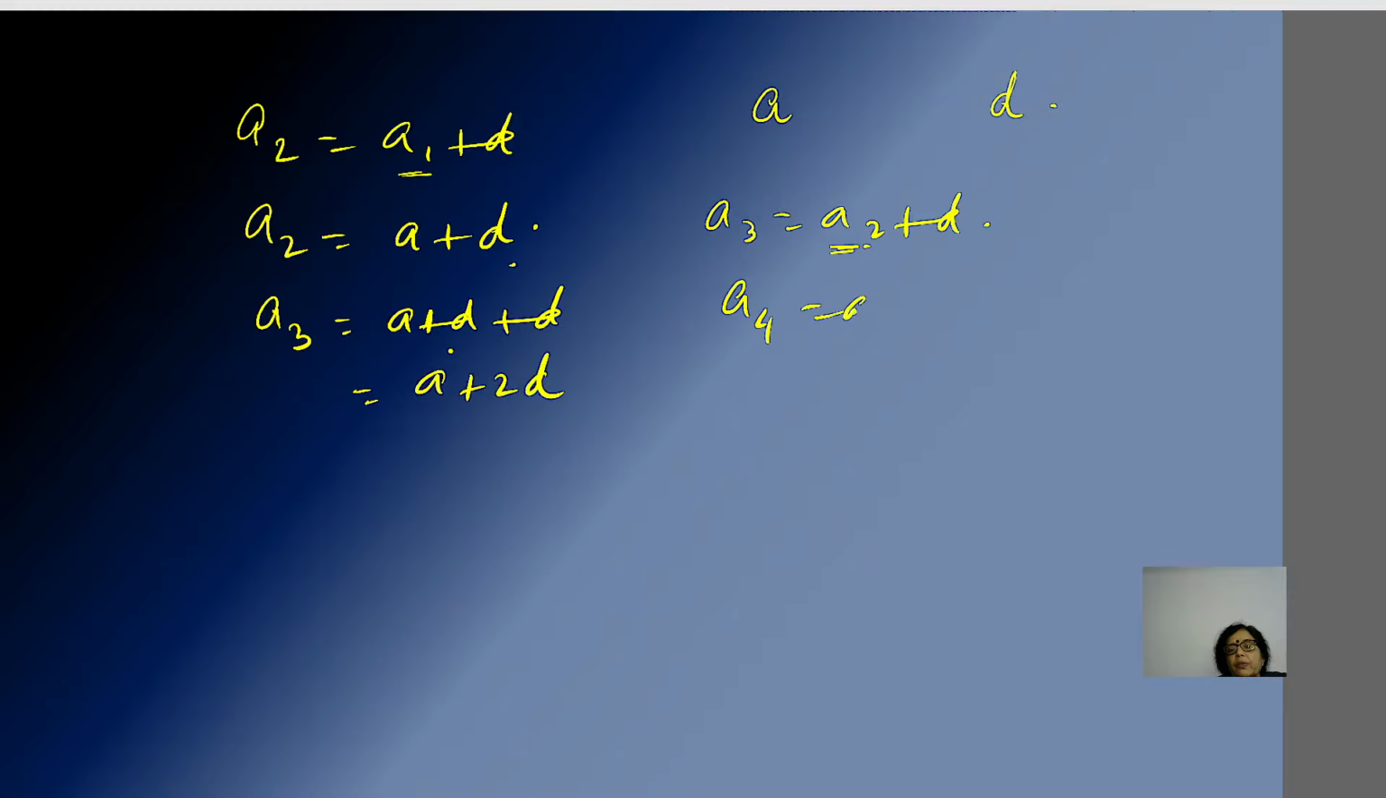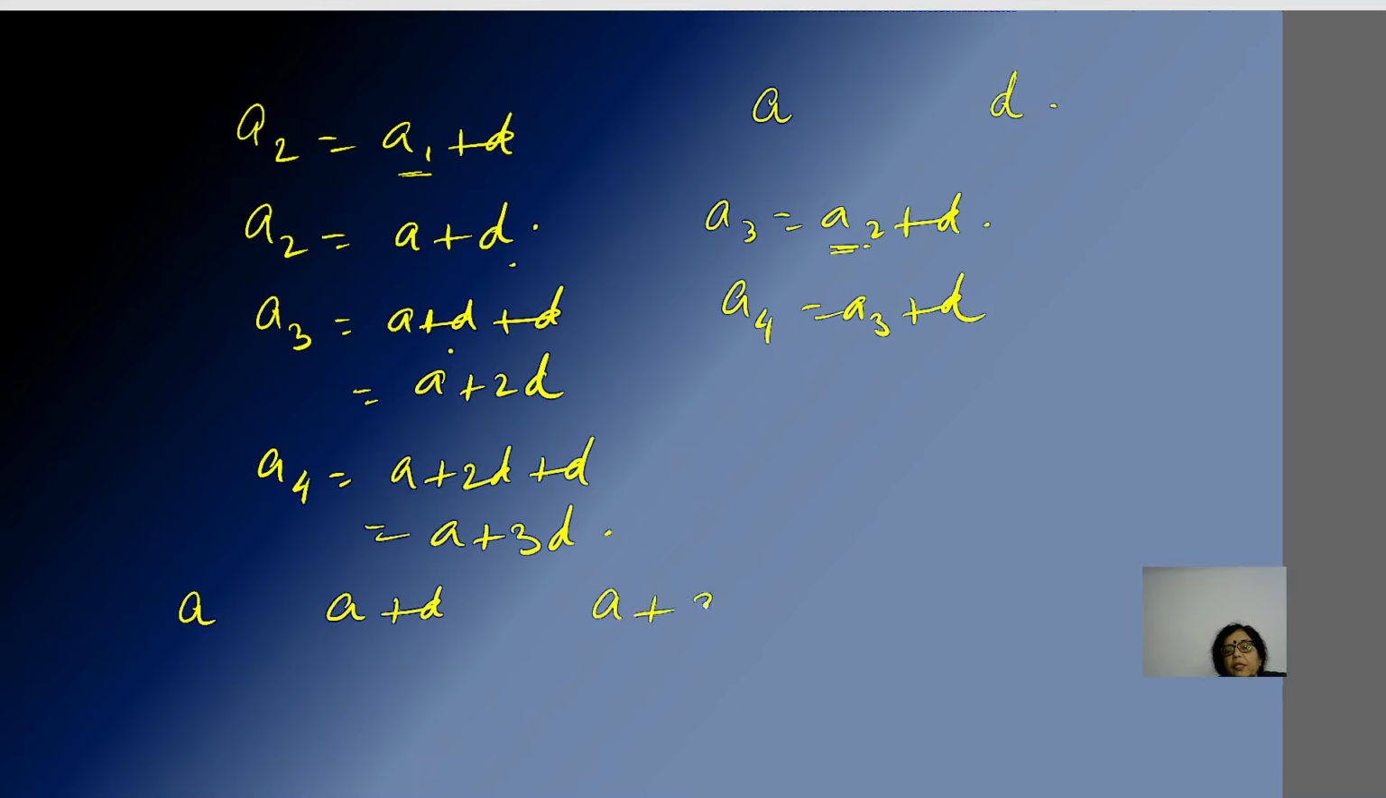A4 was equal to A3 plus D. So A4 can be written as A plus 2D plus D, that is equal to A plus 3D. This way, if you go on generating the terms, there's a particular observation that you will see over here. First term is A, second term is A plus D, third term is A plus 2D, the fourth term is A plus 3D, and this way it will continue.